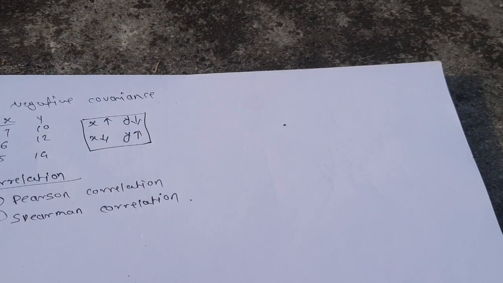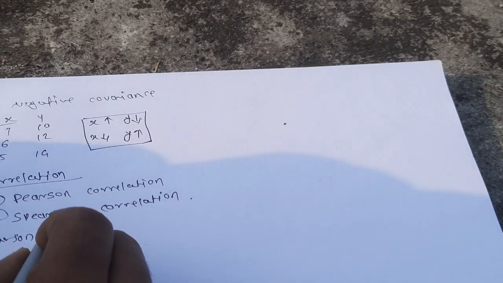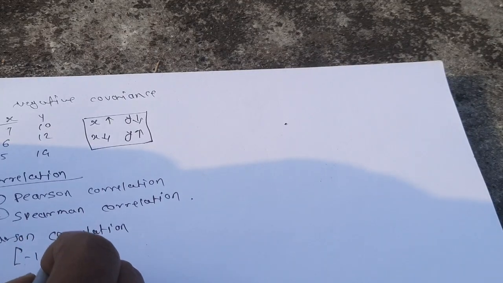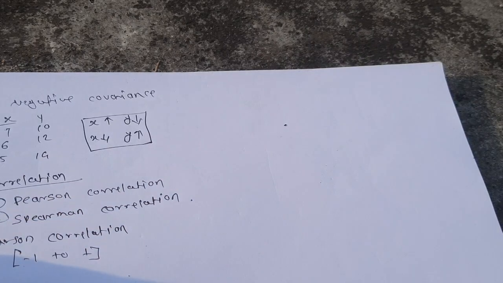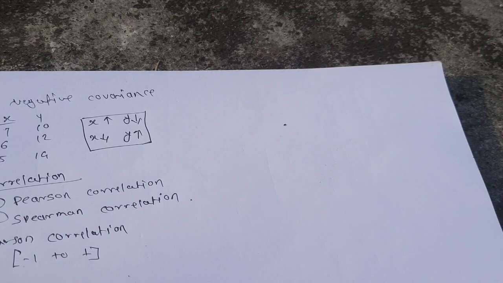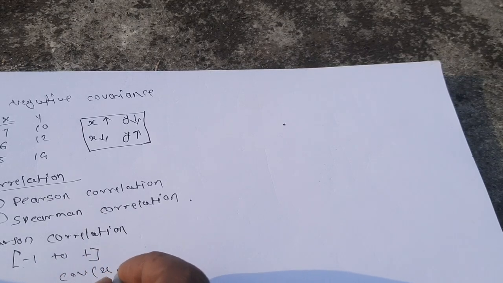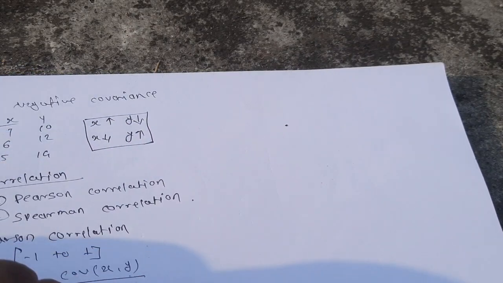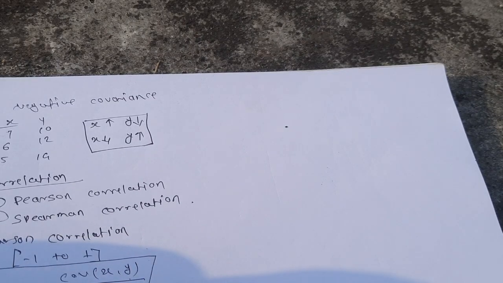Talking about the formula, first, the Pearson correlation varies from -1 to 1. The formula is the correlation of x and y equals the covariance of x and y divided by the standard deviation of x times the standard deviation of y. This is the Pearson correlation formula.